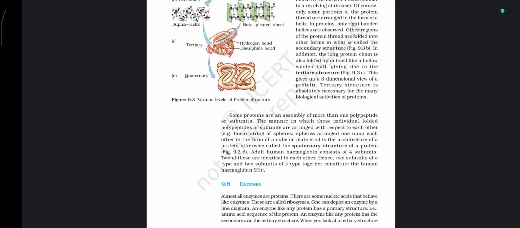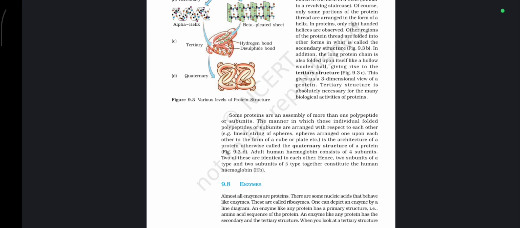Figure 9.3d. Adult hemoglobin consists of four subunits. Two of these are identical to each other, hence two subunits of alpha type and two subunits of beta type together constitute the human hemoglobin.